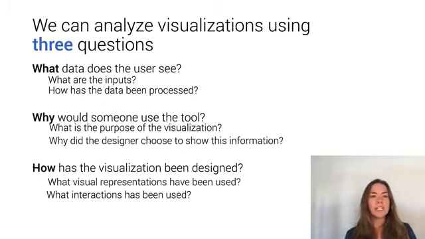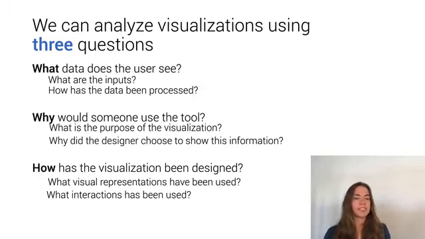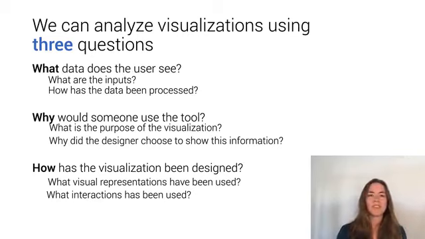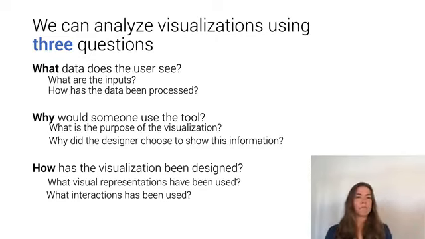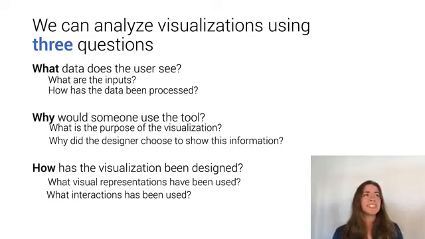When we're considering how effective a visualization might be, or we're trying to break down what a visualization is trying to tell us, we can do so starting with 3 core questions: the what, the why, and the how. The what refers to what data the user sees. What are the inputs that have created the visualization, and how has this data been processed to show us the kinds of information we want to see?